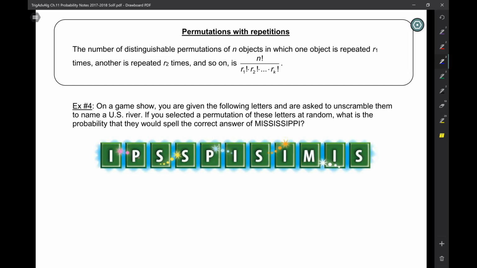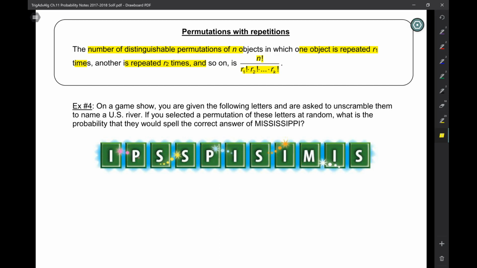So what if you have repetitions? What if you're choosing different things, like different marbles out of a bag, but you can repeat? So for example, you have many red ones, many blue ones, and so on and so forth, right? Okay, so this is the formula for that one. The number of permutations of n objects, in which one object is repeated R1 times, another is repeated R2 times, and so on. That's the new formula here.